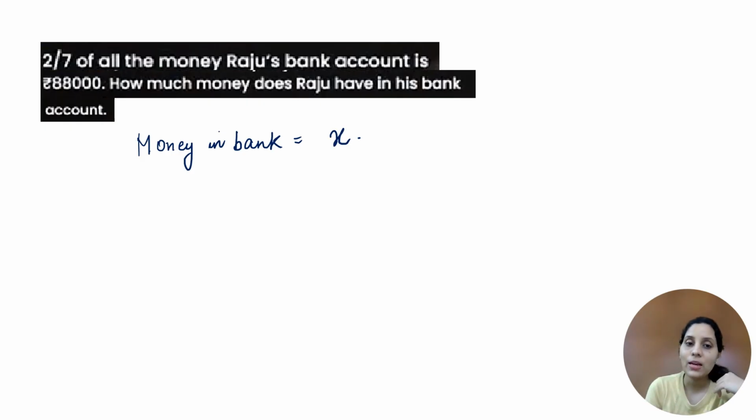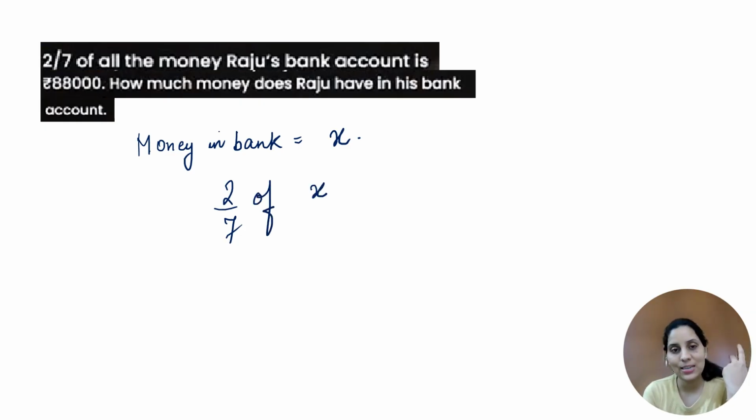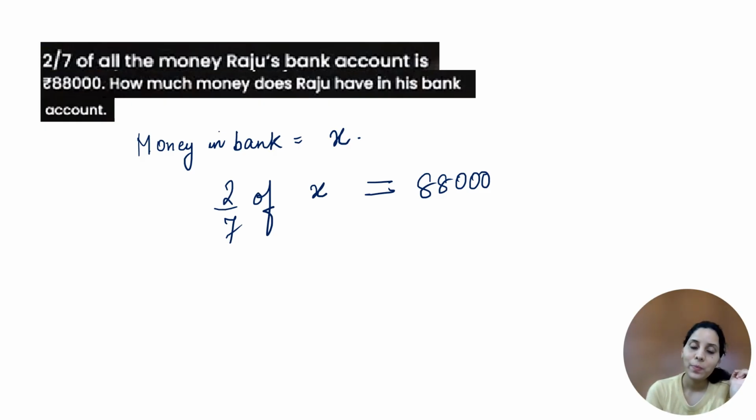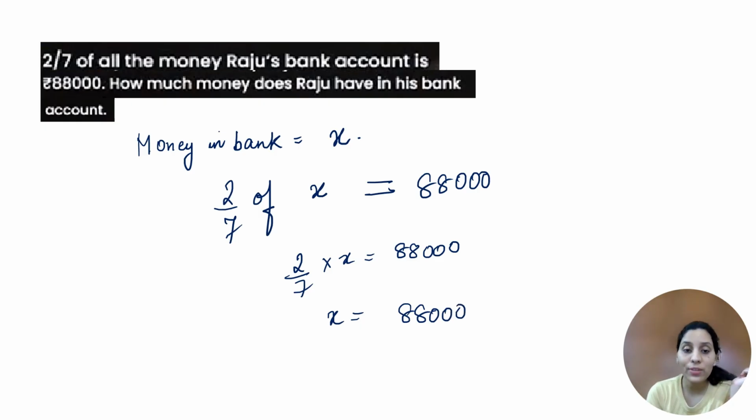question. Now that I need to find money in the bank, I've taken it as x. Now 2 by 7 of all the money, we don't know how much money, x, is 88,000. "Is" means equal to 88,000. So this is the equation that is forming. So 2 by 7 into x is equal to 88,000. So x is equal to 88,000. Now 7 is dividing, other side it multiplies, and 2 is multiplying, other side it divides.